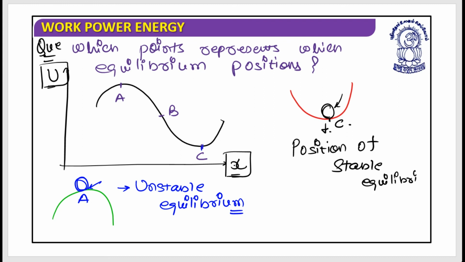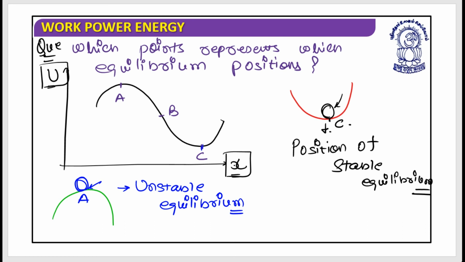Is it crystal clear? You must understand that there are two kinds of graphs that could be given. One could be u versus x, another could be f versus x. If the question is from f versus x, what you need to do is just take the slope and think over whether it is greater than 0 or less than 0. If it is greater than 0, it is the position of unstable equilibrium. If the slope is less than 0, it is the position of stable equilibrium.